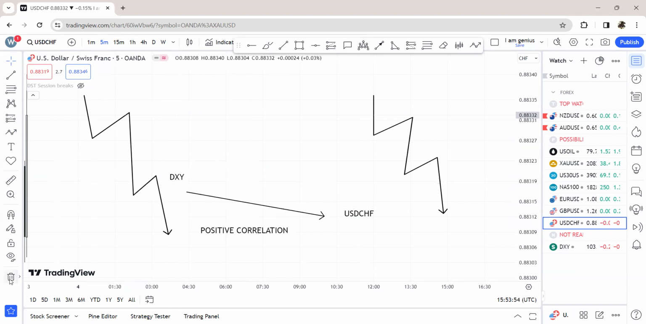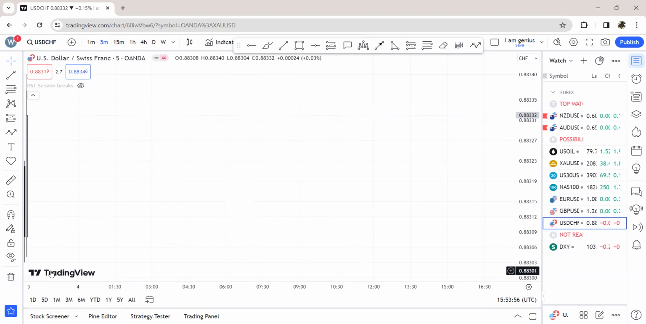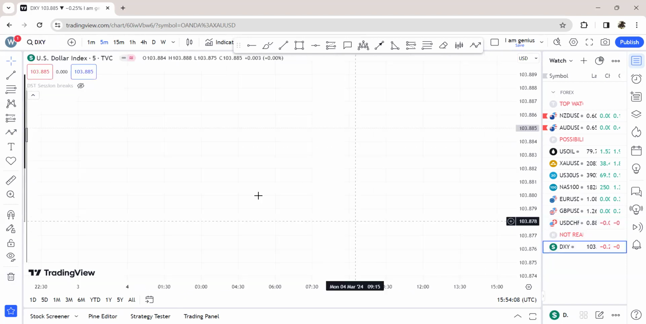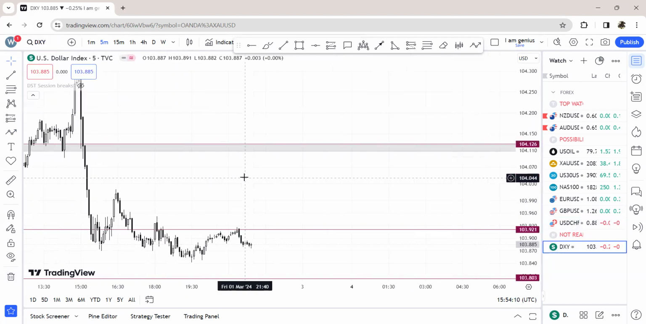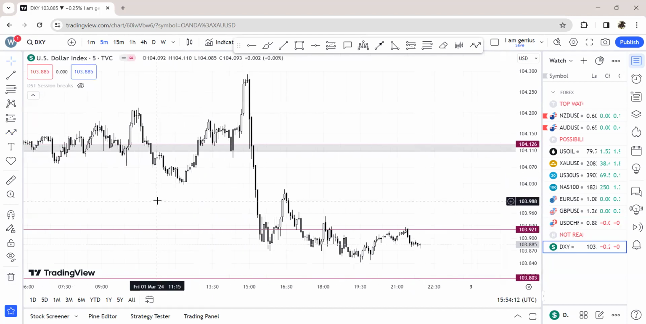So now let's look at practical examples of this. Let me just remove that. So we've seen here we have USD CHF. So this we're expecting it to be moving in the same direction as the US dollar. So let's go to our DXY. So this is the 5 minutes time frame.